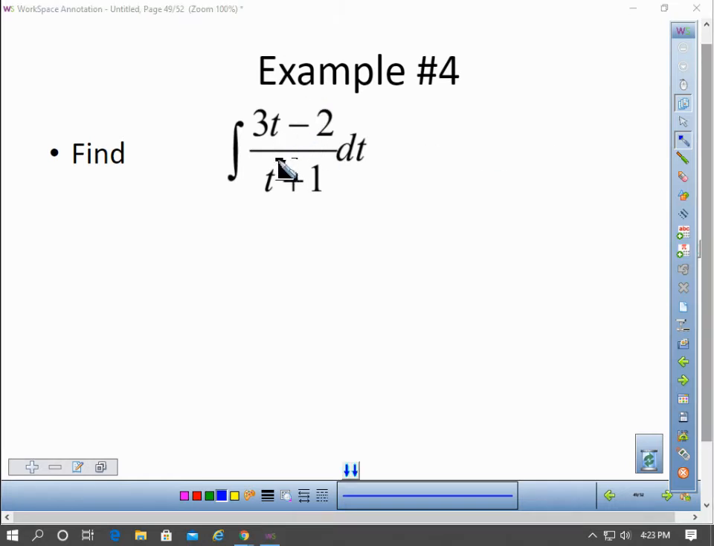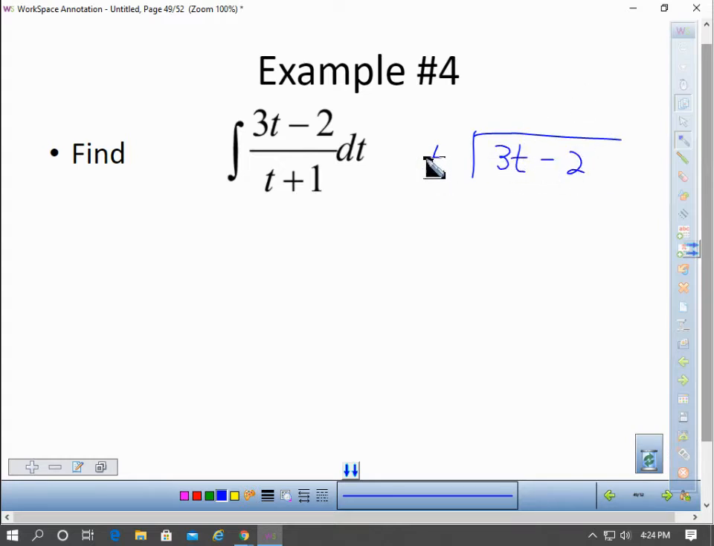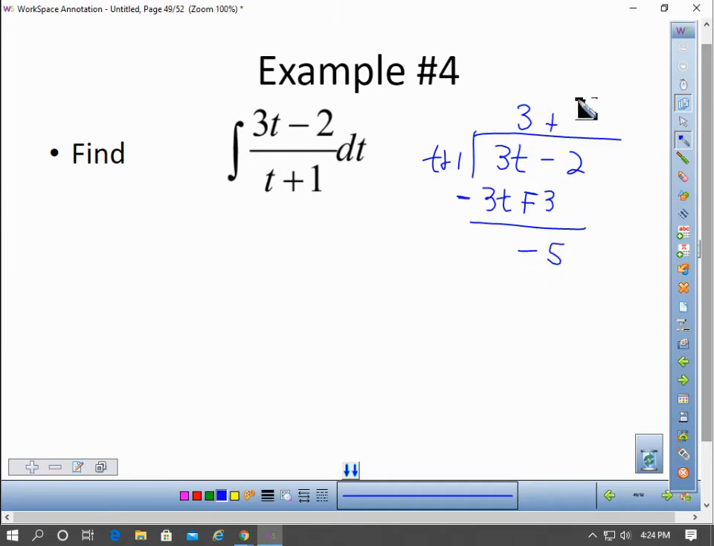This one, we did not do in the previous video, and notice the denominator's power is not higher than the numerator's power. It is equal. So this is another one where you're going to have to divide. So 3t minus 2 divided by t plus 1. So t goes into 3t 3 times. So then you multiply by 3, 3t plus 3. And then you subtract, right? So that's canceling, and then negative 2 minus 3 is negative 5. And then t doesn't go into negative 5, so that's going to be my remainder.